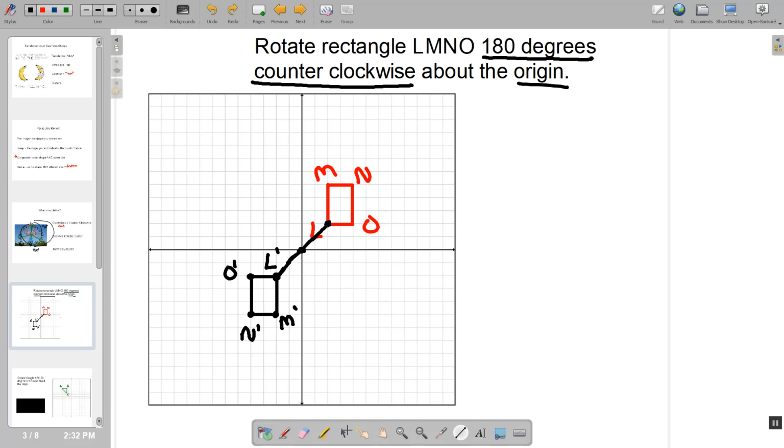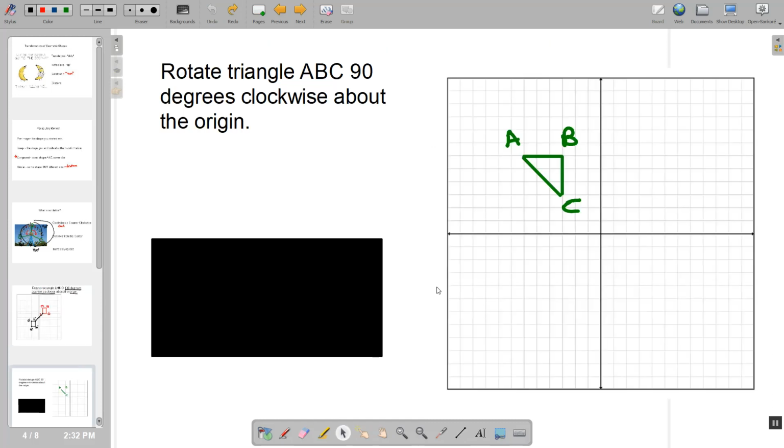So let's do another example here. So we're going to rotate triangle ABC 90 degrees clockwise about the origin. And almost always we're going to rotate about the origin. So in this case, origin is right here, and we're rotating 90 degrees. That's one turn clockwise. So that's this direction. So I'm rotating over here.